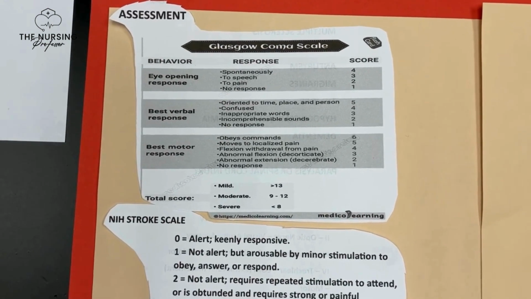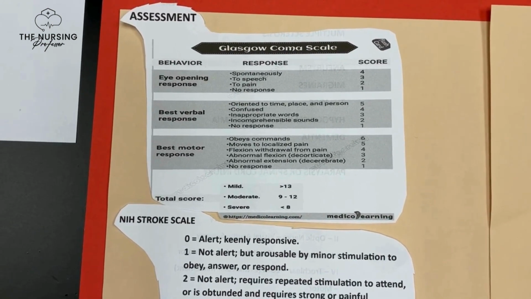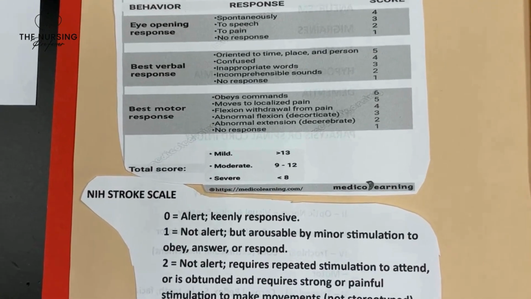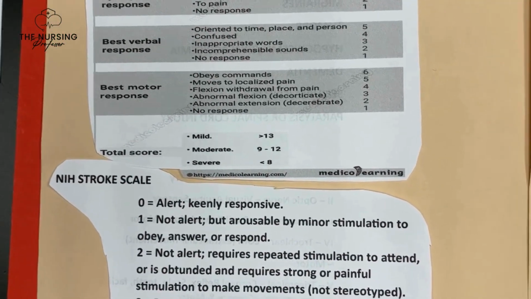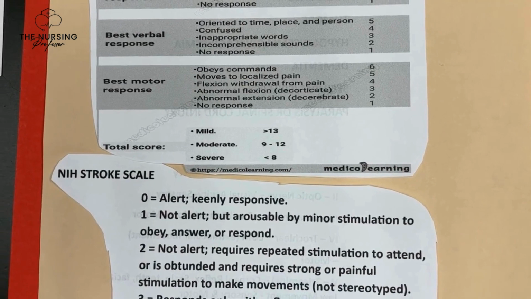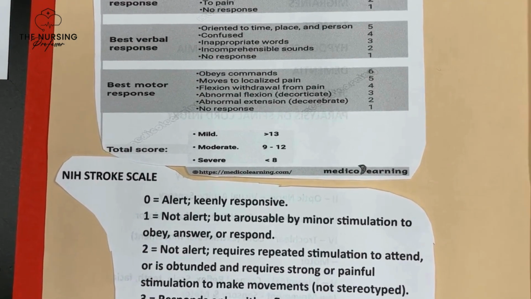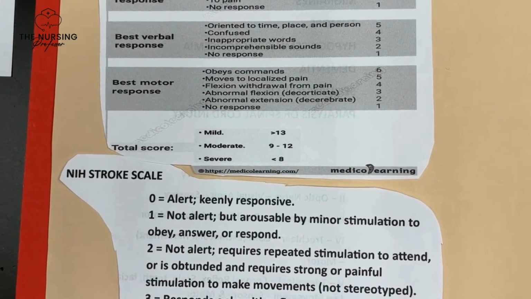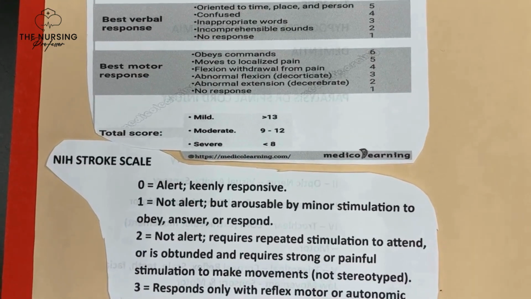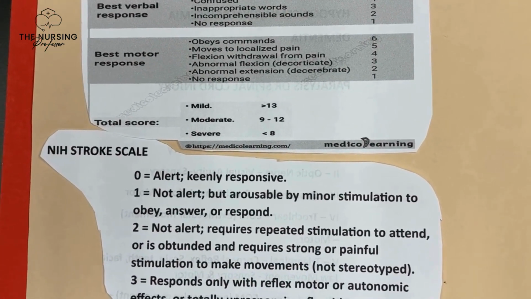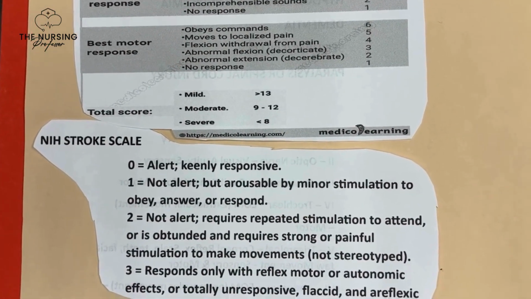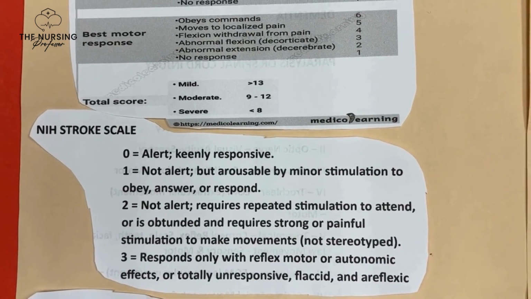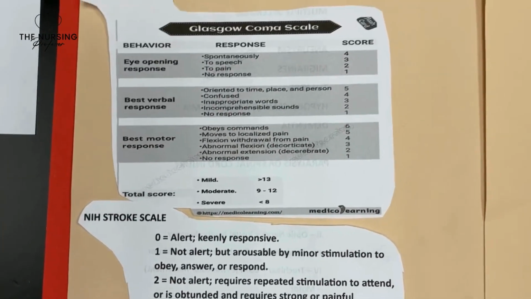The scale says that if a person is over 13, then it's considered to have a mild effect from whatever the injury is. Moderate effect would be between 9 and 12, and severe is less than 8. And as I said, if you're less than 3, then you're in a coma.